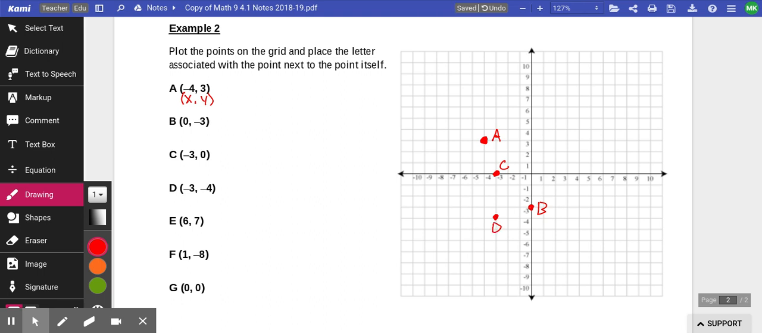Point E is 6, 7. 6 means I went 6 to the right. 7 means I went 7 up. So 6 right, 7 up would be right here. It's hard to see. F is 1 to the right and then 8 down. 1 to the right and 8 down would be right here. That's point F. And point G is 0, 0. That's called the origin. It's right in the center of the graph. Fantastic.